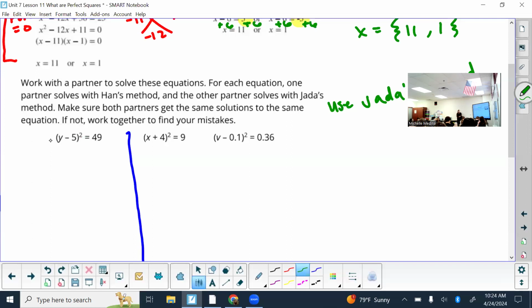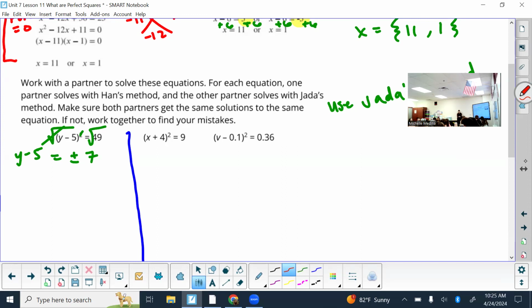What's opposite of squaring something? Whatever you do on one side of the equal sign, you do to the other side to keep it equal. So that gets the y minus 5 alone. Square root of 49 is plus or minus what? And don't forget, you have to solve for both cases. That's why we put plus or minus now.